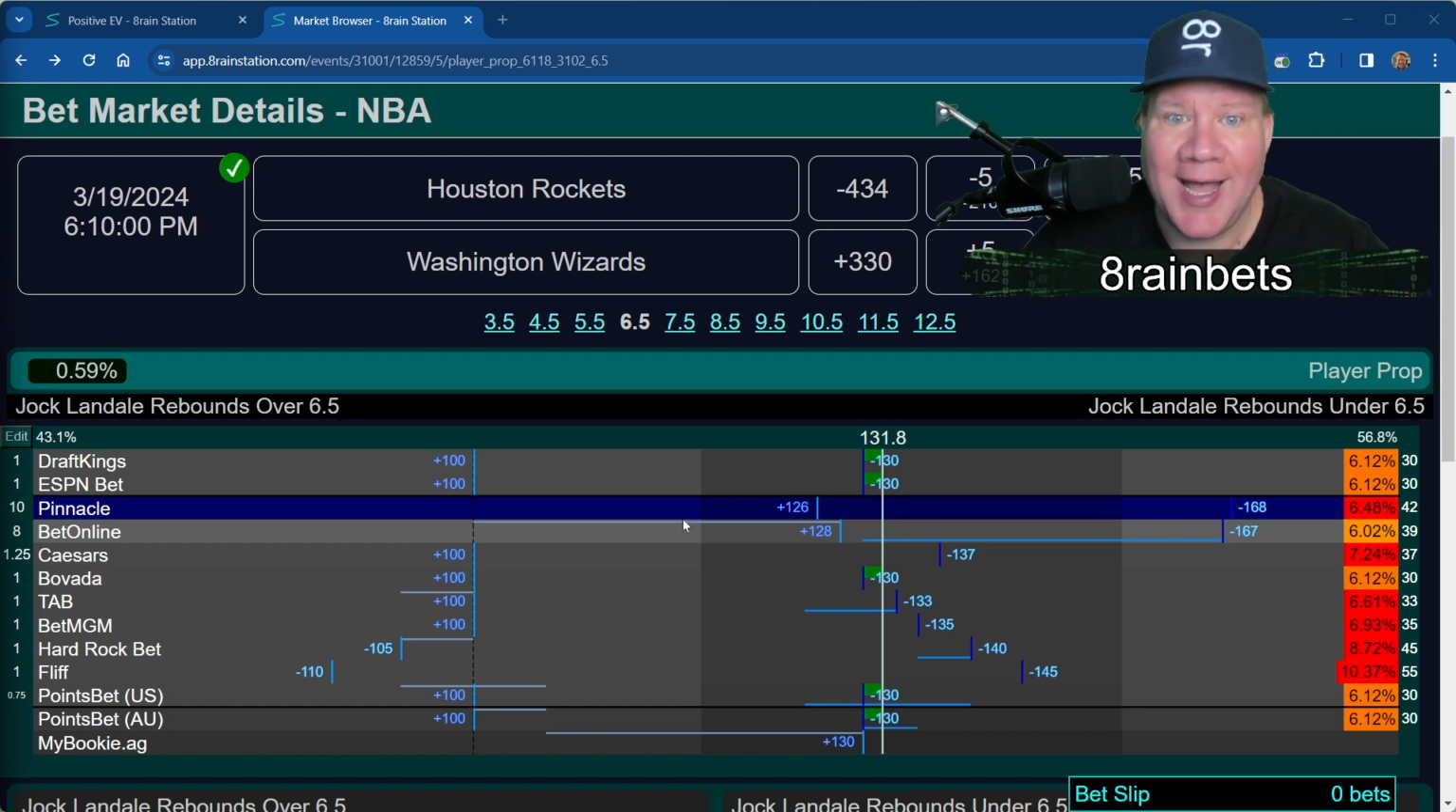What are the true odds of an event occurring? If we get better odds than the true odds of that event occurring, then we can make money long term because we have a positive expected value. That's literally where the name positive expected value comes from, right?